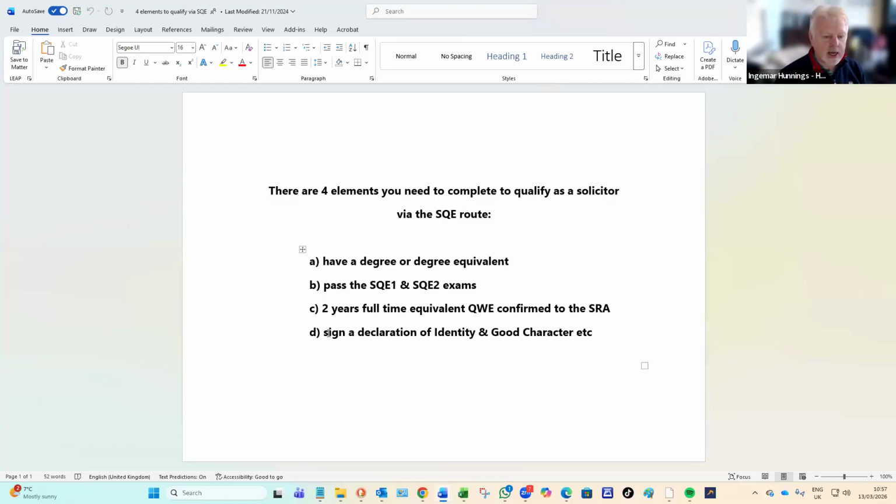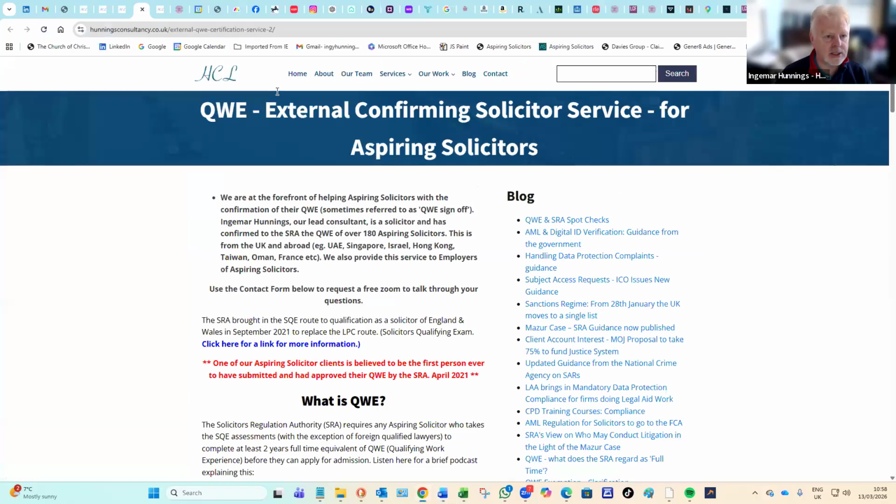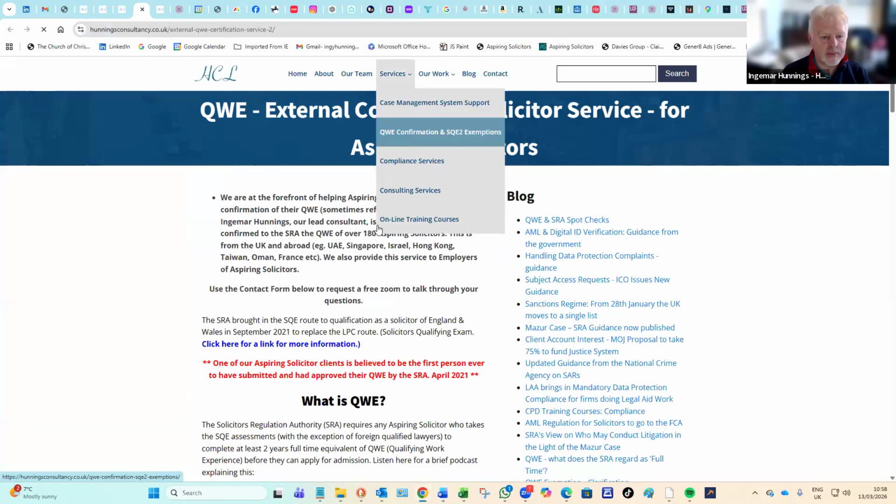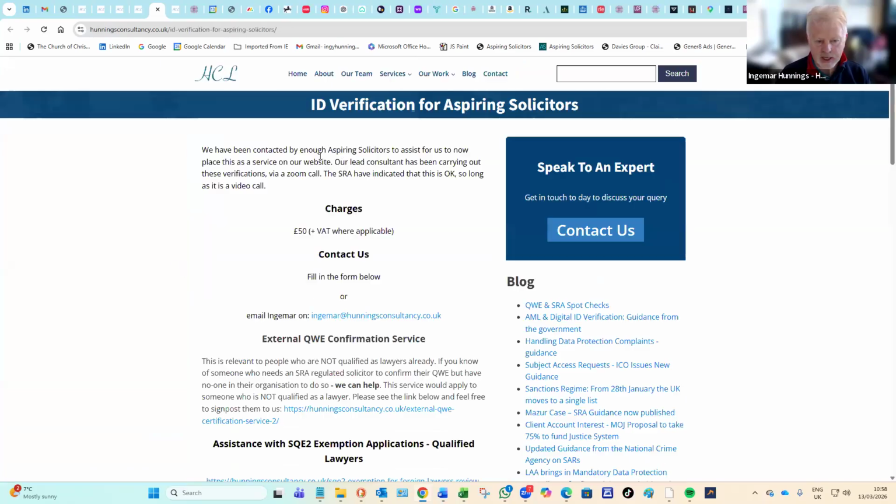So let me just go back to the final element, which I was showing my screen again here. So your identity, good character, criminal record. No one can avoid that. Everyone has to do that. We do have a service helping with the verification of your identity. Should that be something that you need, again, I'll just take you to that service up here. There's a nominal fee, and I do it via a Zoom call. There you go.